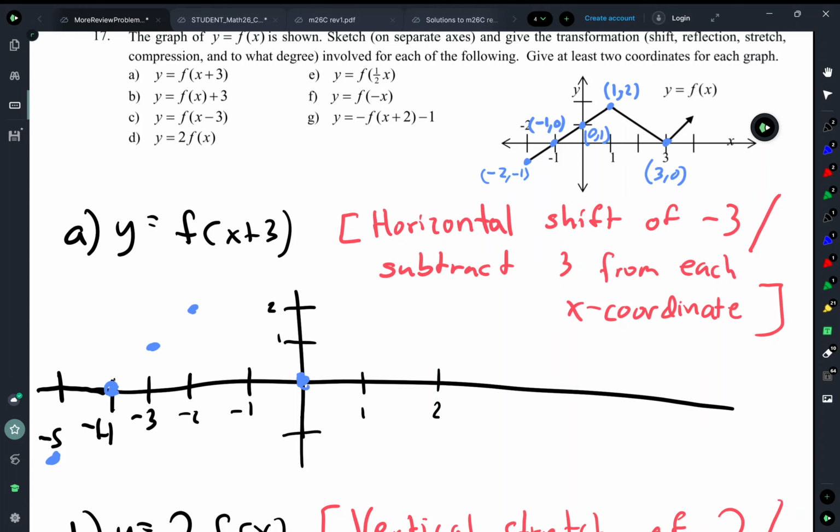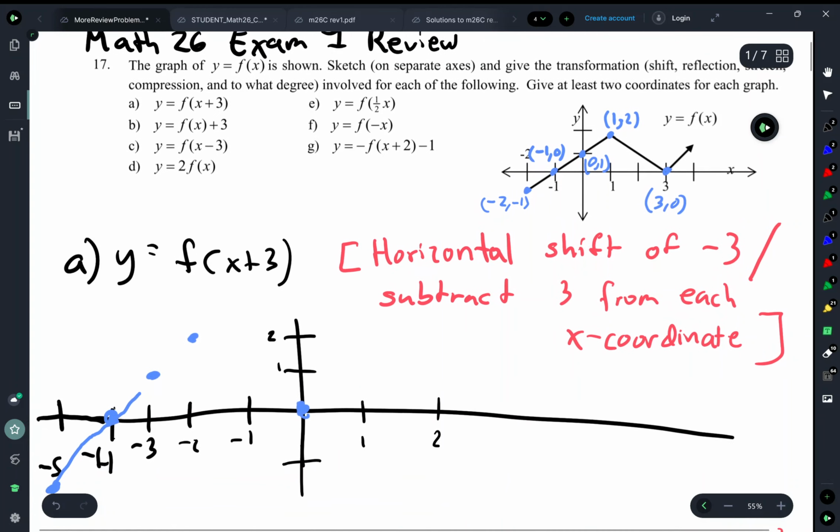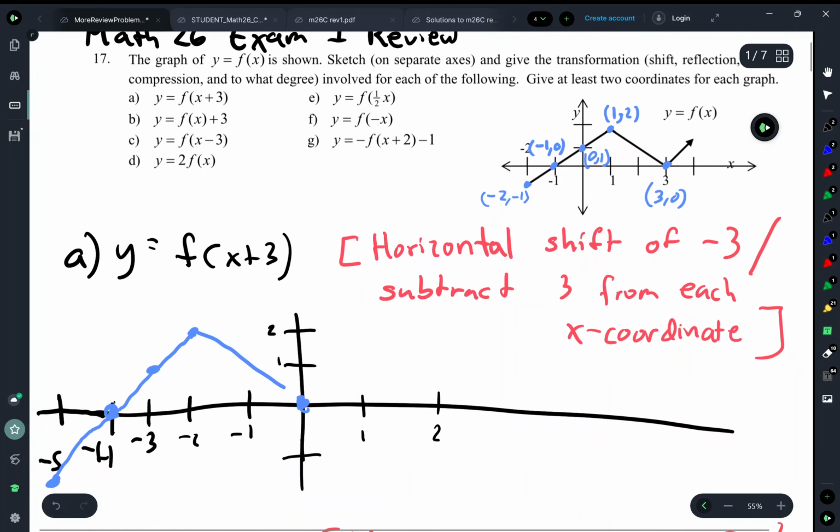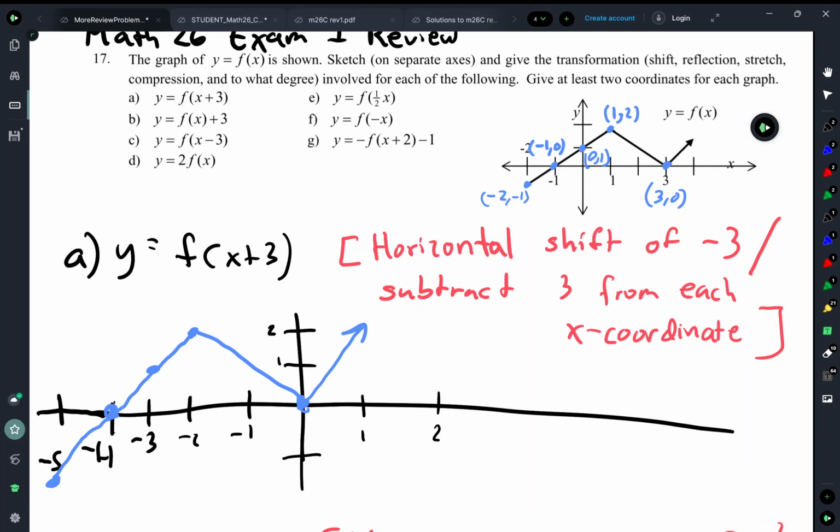Now again, I know the shape of this. It's going to keep the same shape as my original graph. I just move it to the left. And so you notice it's the same shape, but it's literally just shifted to the left.